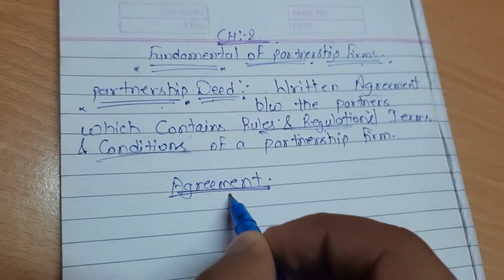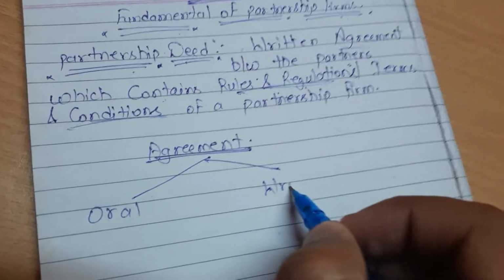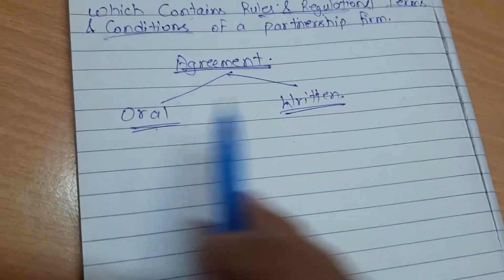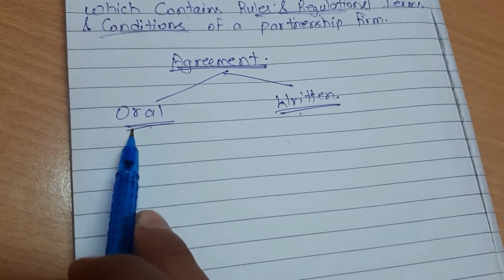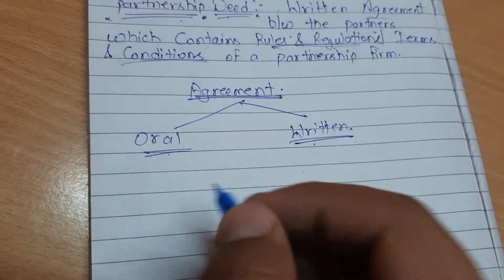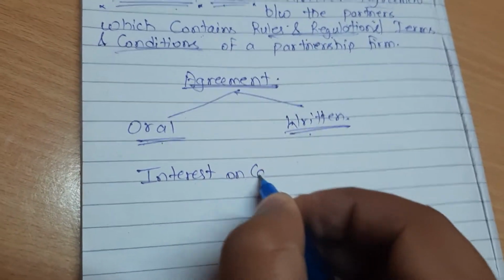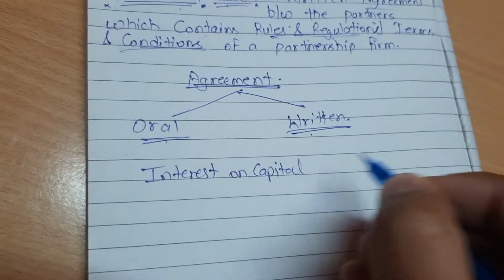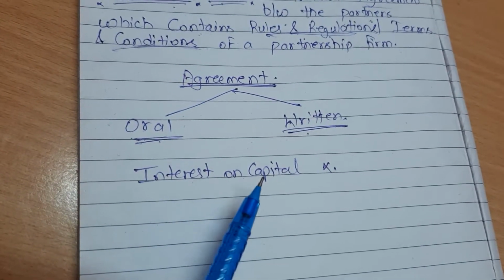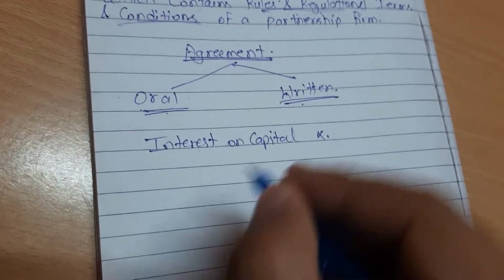So agreement are of two types. One is oral and another one is written. First one is oral, second one is written. In case of oral partnership or oral agreement, interest on capital is payable or not? So it will not be payable to the partners, because in case of oral agreement, interest on capital is not paid due to unavailability of proofs.